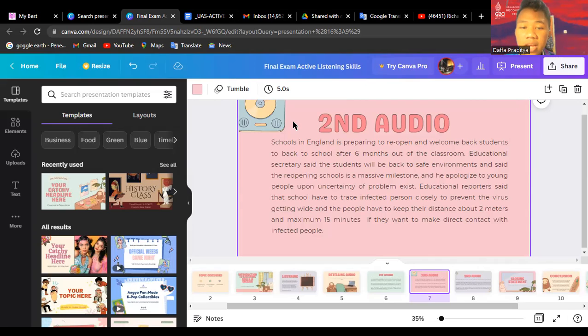The education reporter says that schools have to trace infected people closely to prevent the virus from spreading wider, and people have to keep their distance, about 2 meters, and a maximum of 15 minutes if they make direct contact with infected people. And also, lastly, a mask is required.